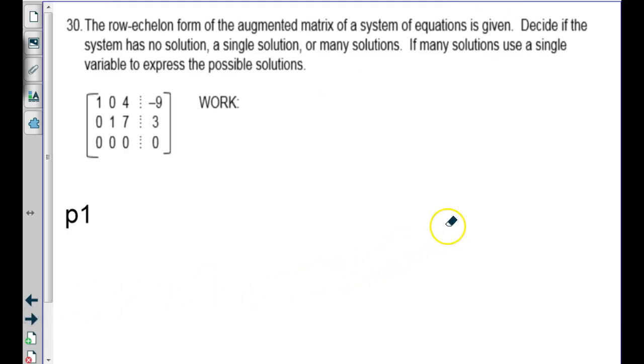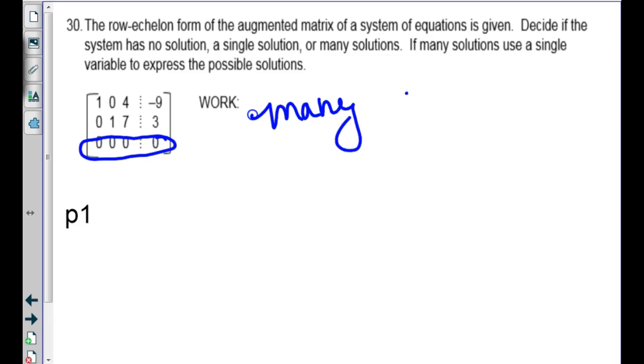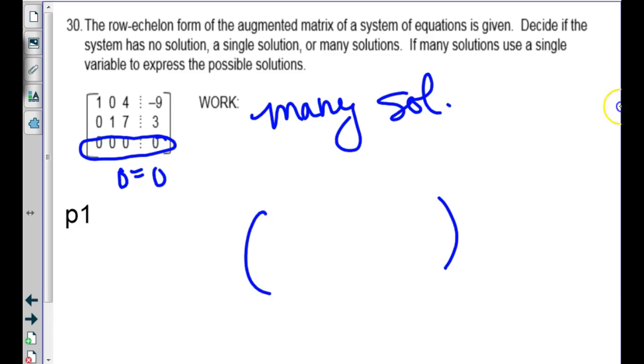Number 30, the row echelon form of a matrix is given. Decide if it has no solutions, a single solution, or many solutions. If many solutions, use a single variable. Okay, what does this have? Because of this row of zeros, many solutions. Now, I will tell you, because 0 can equal 0, right? I think this is actually a multiple choice question to try to make it a little bit easier. But you have to pick the one that has what? How are the variables rewritten?